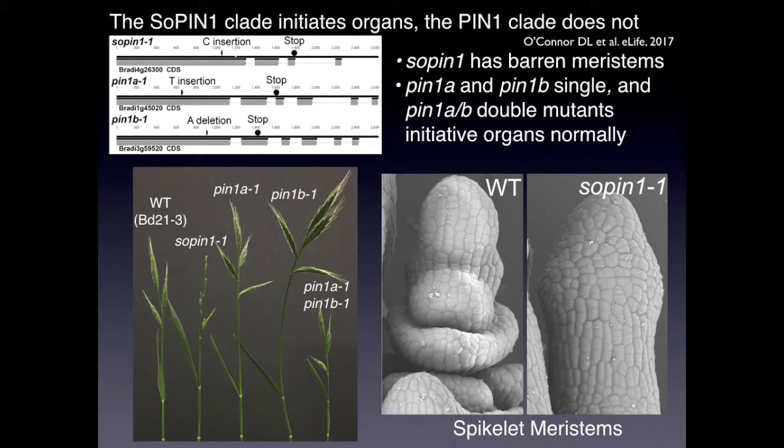PIN1A, on the other hand, and PIN1B really do not affect organ initiation. So here you can see a single mutant of PIN1A, PIN1B, and a double mutant of PIN1A and PIN1B. There are phenotypes here, which I'll come back to, but suffice to say, organ initiation was not affected. And I think this is really cathartic, important validation for a lot of the ideas in Arabidopsis, that it's the convergence of PINs in the epidermis that was really important.